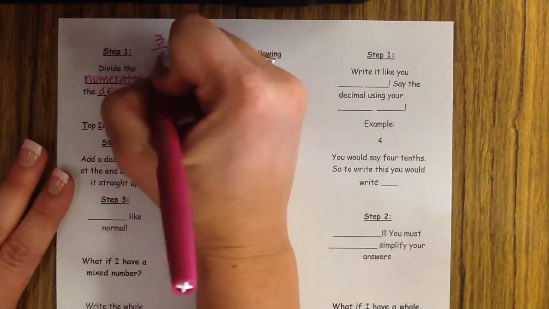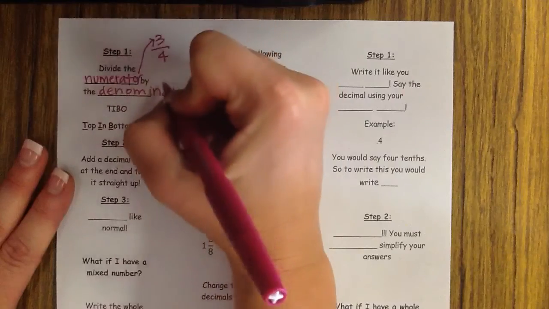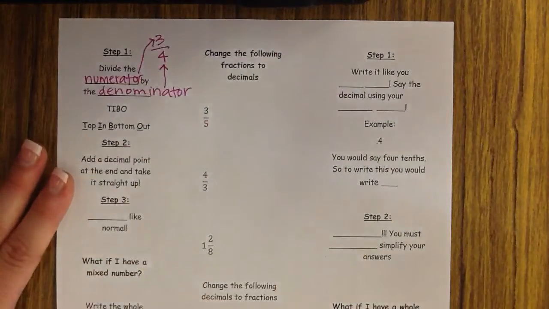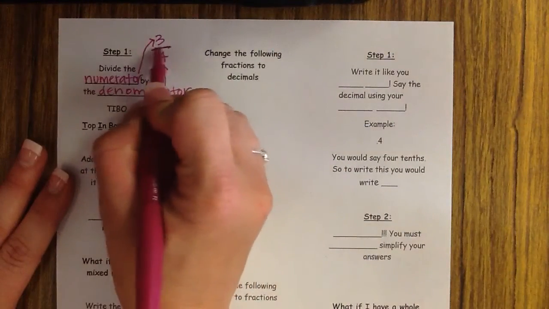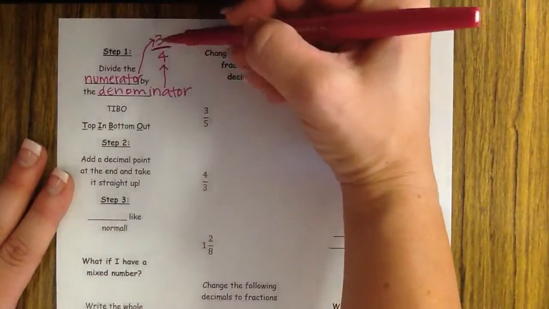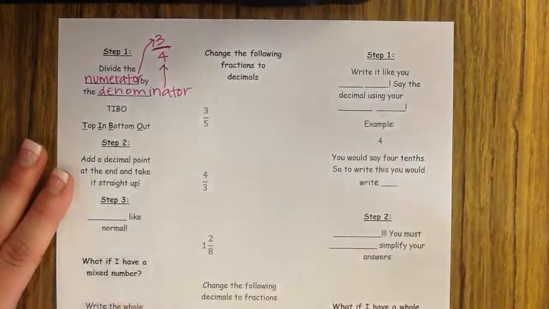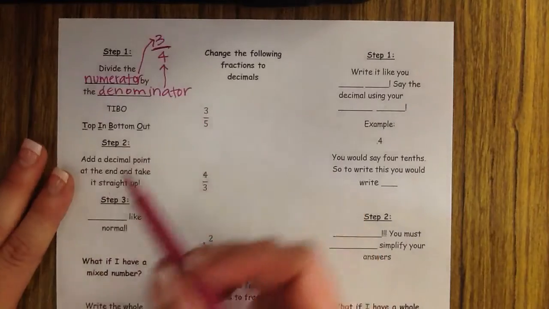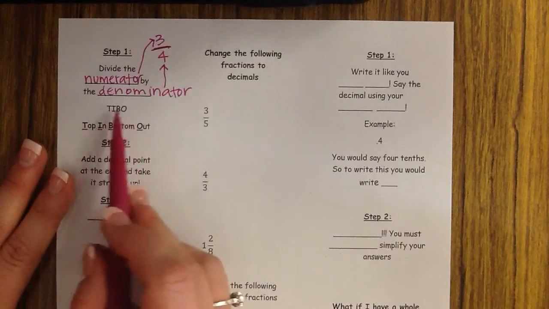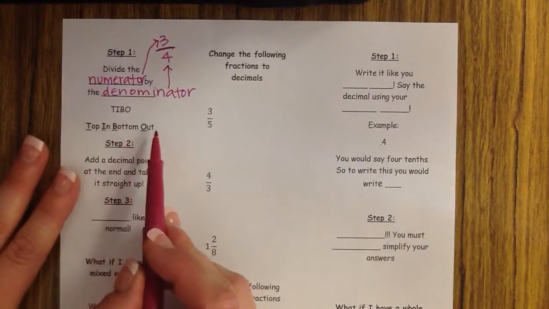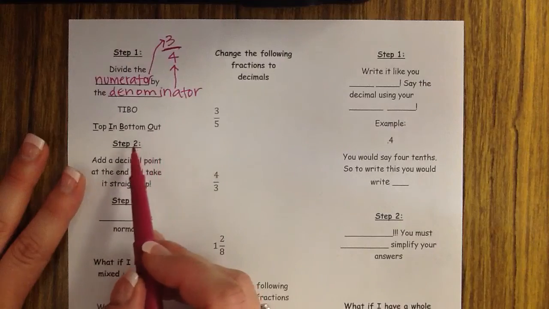So, for instance, 3/4, here's the numerator, and here's the denominator. All right, this fraction bar right here also means to divide, so you could say 3 divided by 4. All right, so to change a fraction to a decimal, we use what we call TIBO, top in, bottom out. All right, top in, bottom out.